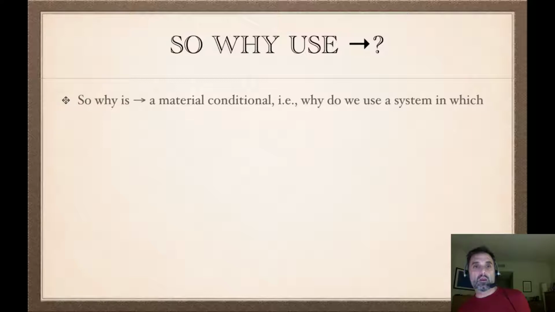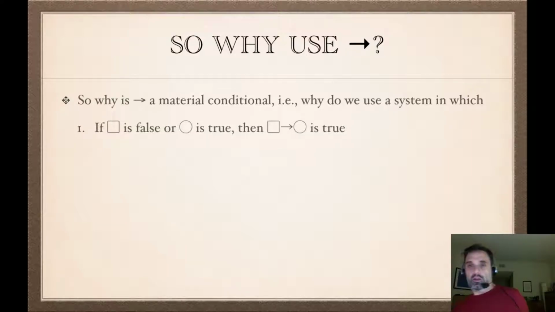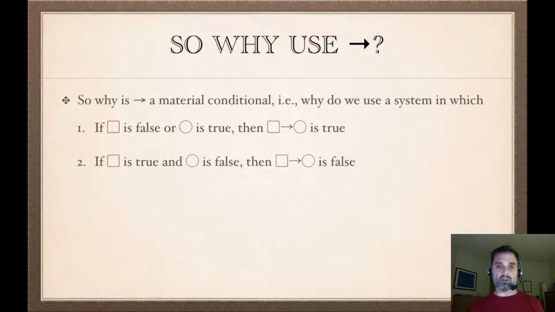So why do we use it? Why do we use a system in which if either the antecedent is false or the consequent is true, the conditional is true, and if the antecedent is true and the consequent is false, then the conditional is false? In particular, why do we use a system in which the first is true?